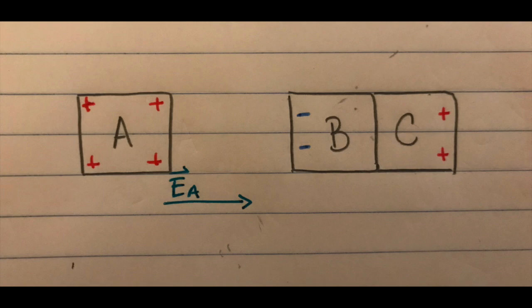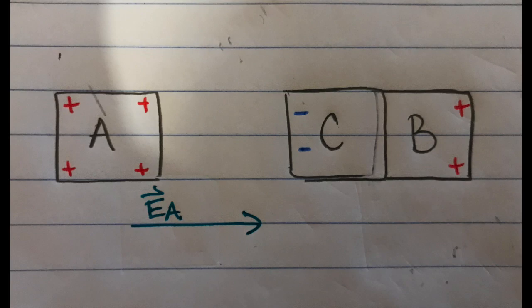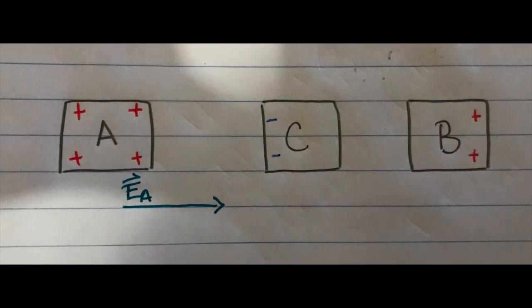Now we just need to configure it so that the electrons are collecting on block C instead of block B, and the nuclei are collecting on block B instead of C. So all we need to do is switch the placement of B and C. And then, with all the charges on the right blocks, we just need to separate the blocks.